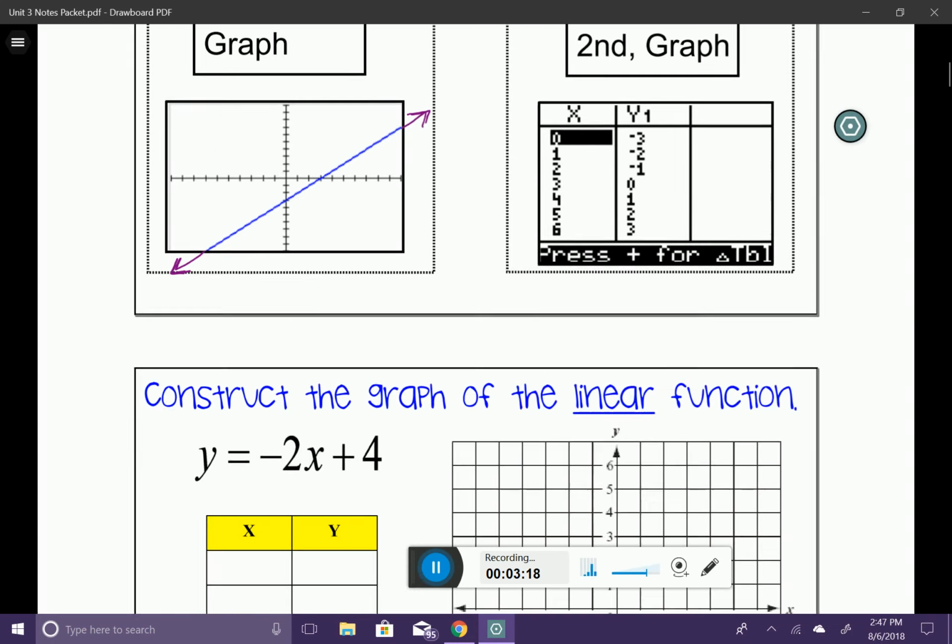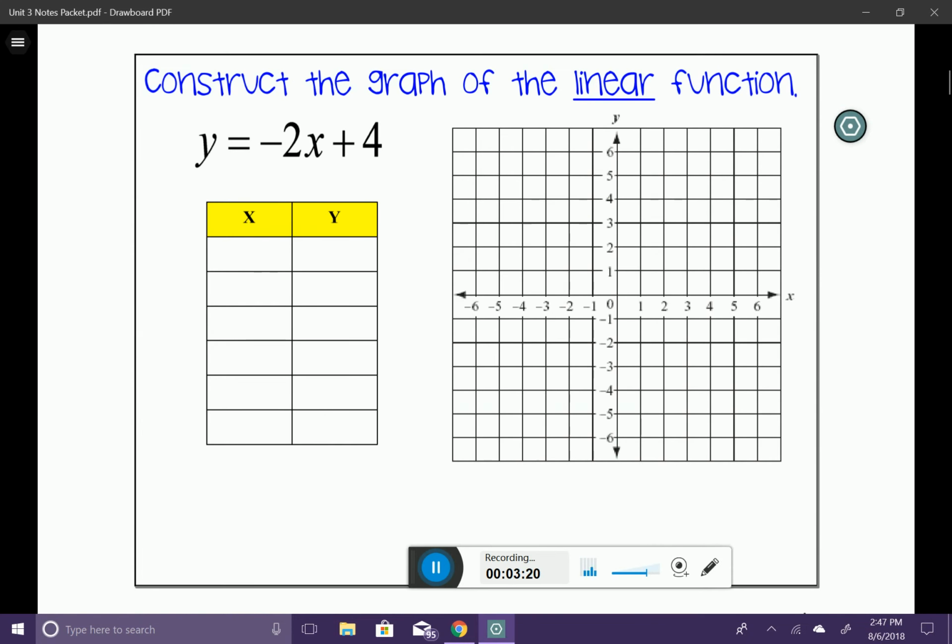Okay, let's go ahead and do that. It says construct the graph of the linear function. Linear just means line. So I'm giving you that this function right here is going to be a line. Later on, we will talk about things that don't create lines, and we'll talk about that in a couple slides. All right, so let's go ahead and look at our function rule. Y equals negative 2x plus 4. What we want to do first is go into our y equals. We want to clear out anything that we were doing in there just by pressing the clear button.